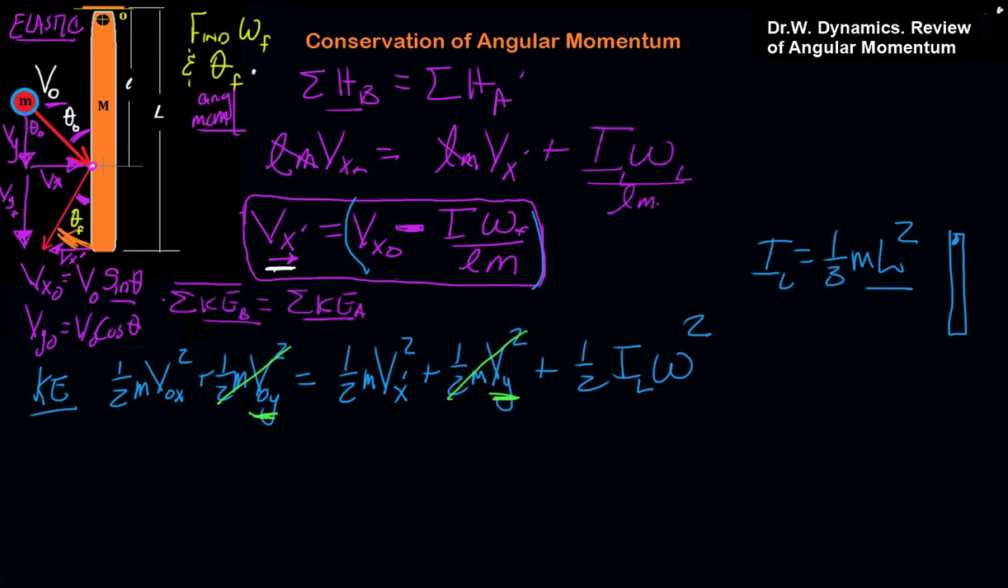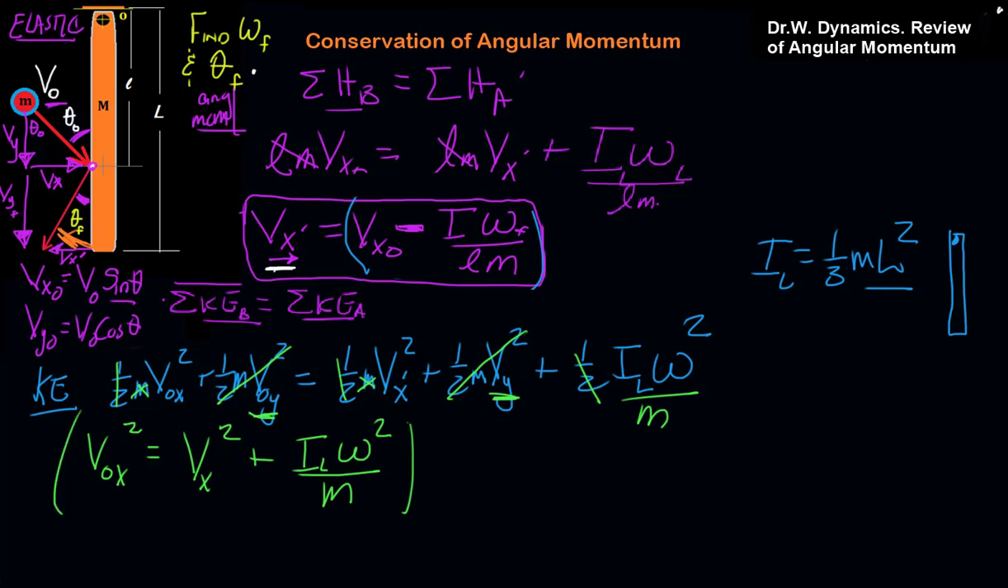Cleaning it up a little, we can multiply through by 2 and divide through by m as well, just to collect all the terms over to here. And we'll get that V0x squared is equal to Vx squared plus I L omega squared on m. And we have the solution for Vx prime here already. We can plug this in and square that.